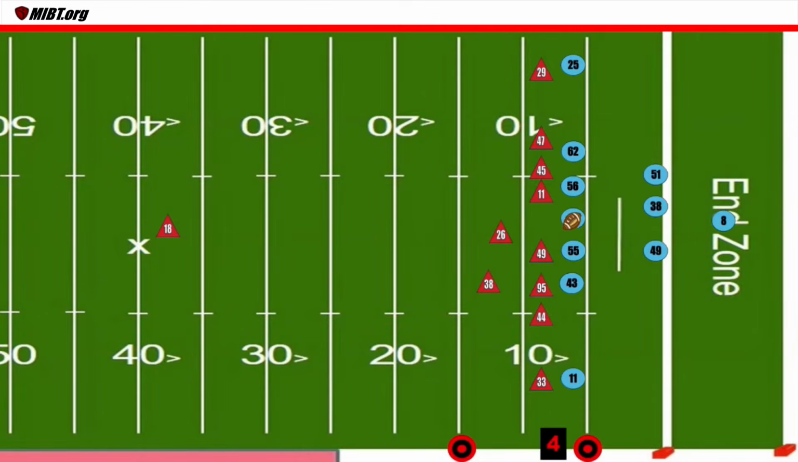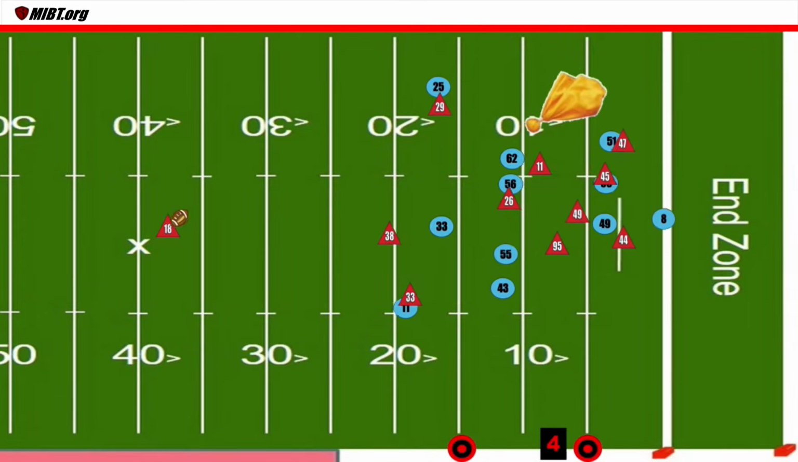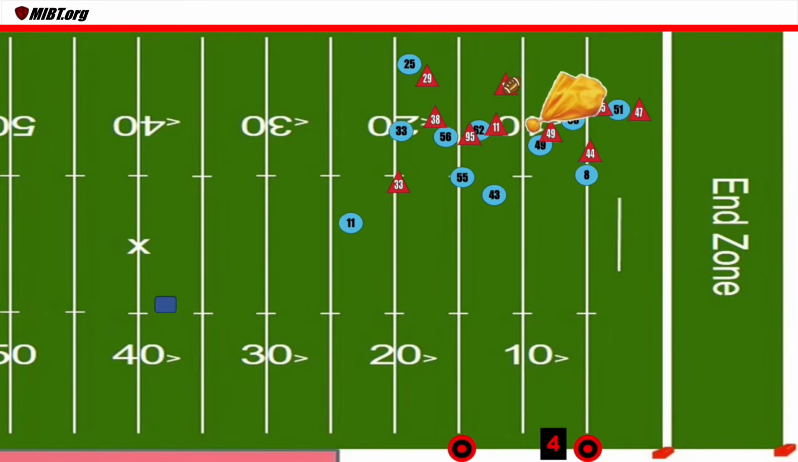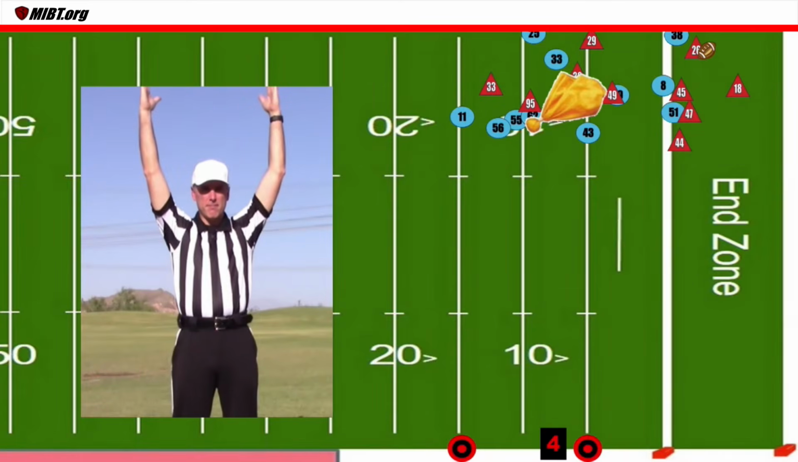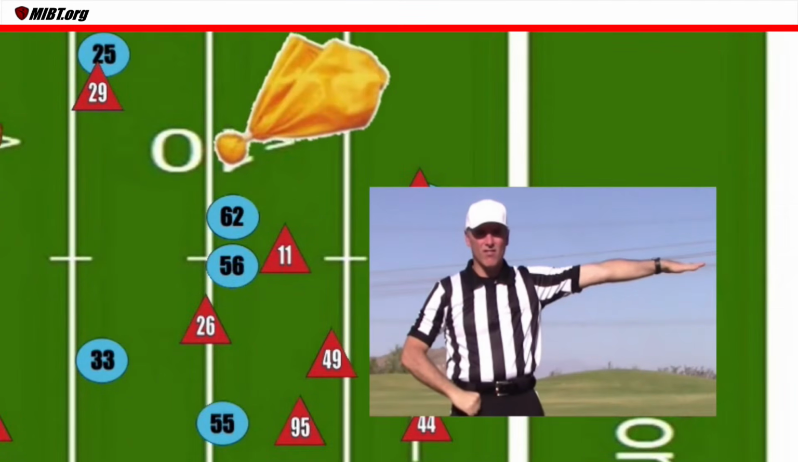Here it is again. Here is the kick. Circle defender number 62 is a bad player. He holds for some reason. He's holding the receiving team. That doesn't seem to make any sense. He's a member of the kicking team. Why would he do that? But he did. All right, let's walk through this one.